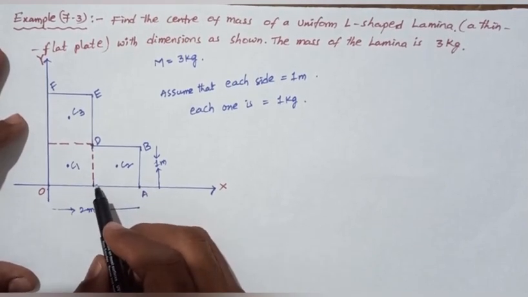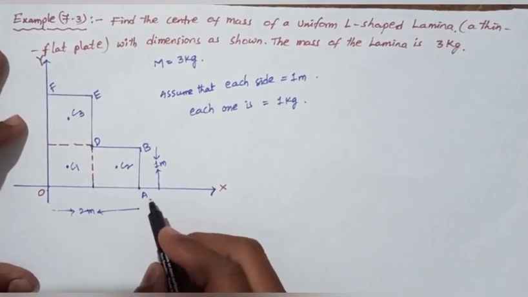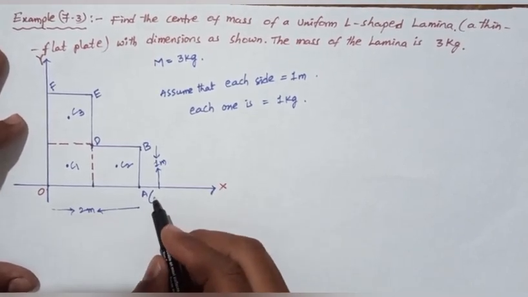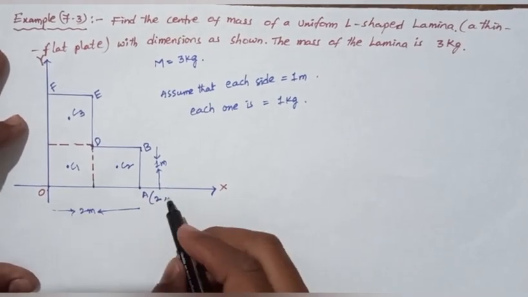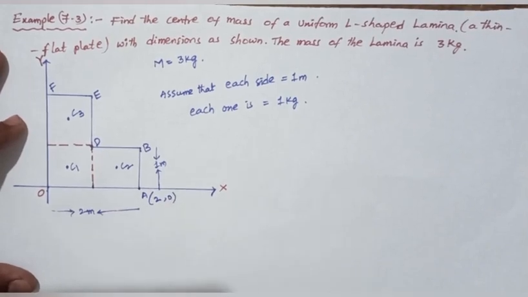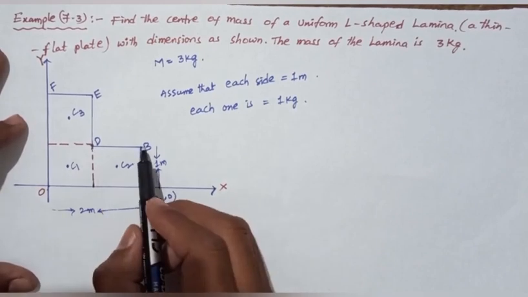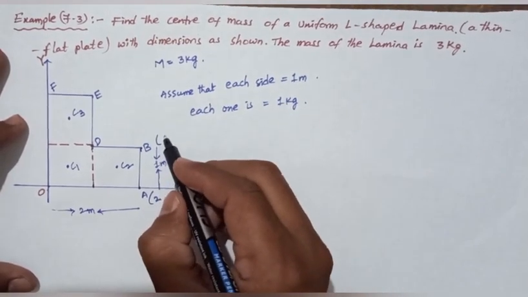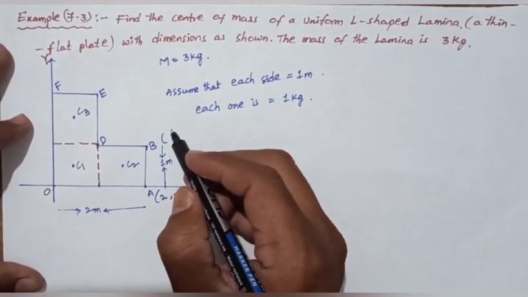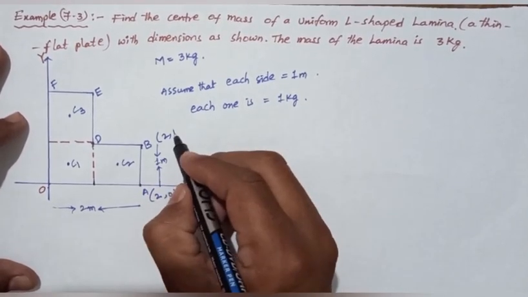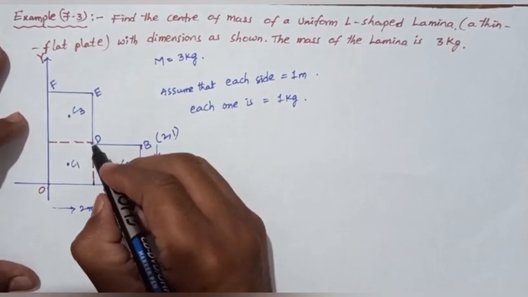So what is the height here? At point A, 1 plus 1, so 2 comma 0. B is at, so what is the length here? 2. Okay, so it is 2 comma, and what is the height? 1.